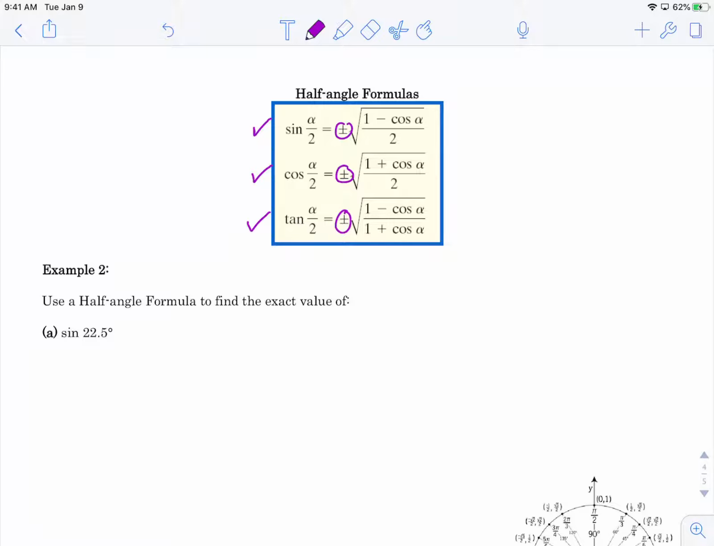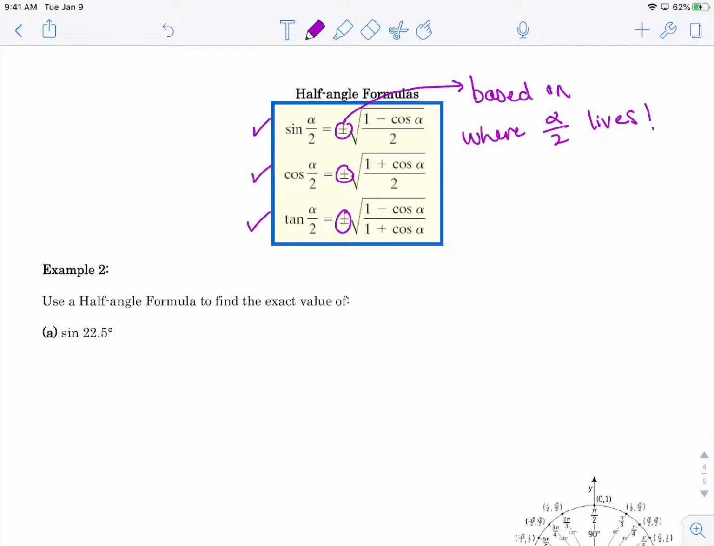Like cosine of 45 degrees is root 2 over 2. It's not plus or minus root 2 over 2, right? You are living in a certain quadrant, so you have to either commit to a positive or a negative. How you commit to that, making that decision, is based on where your half angle lives. This is really, really important.